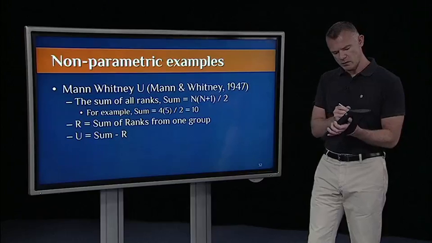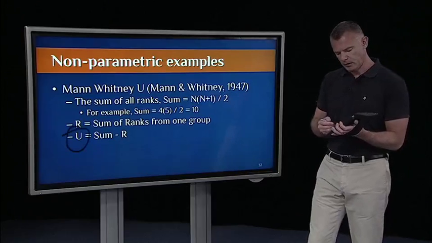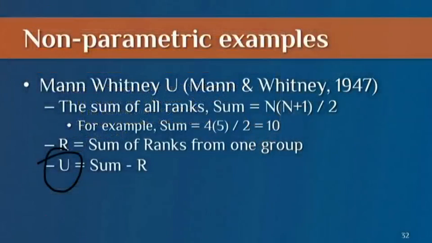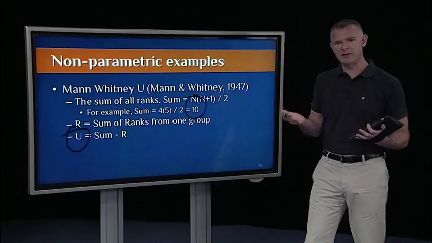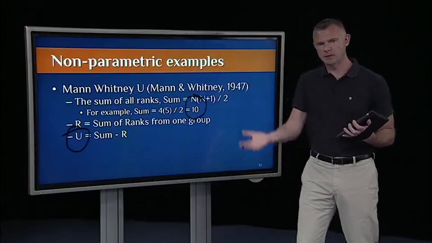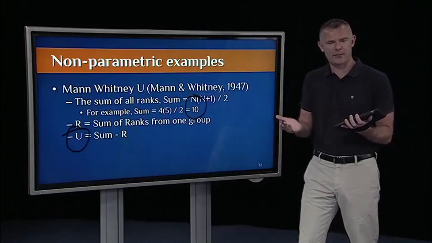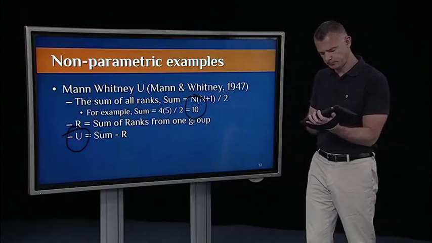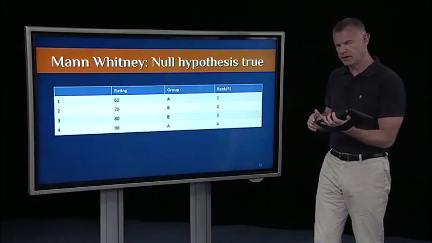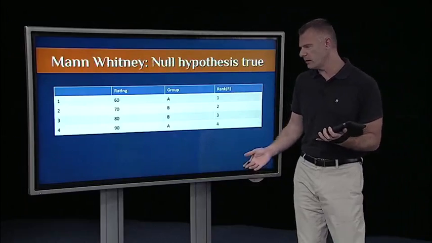The Mann-Whitney U value is the highest possible sum you can get, this value, minus the sum of ranks from one group. So if it's sort of like split half and half, so some of them are at the top and some are at the bottom, then we're going to get a U value that's about half of the highest possible sum. So again, let's illustrate that really simple with just 4 raters.